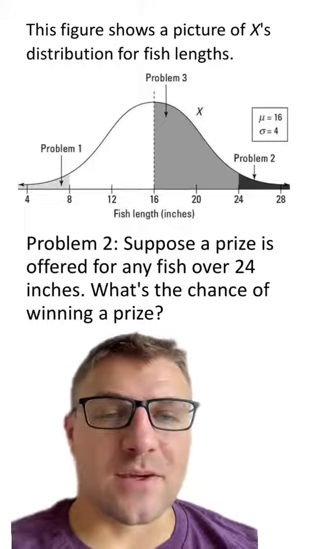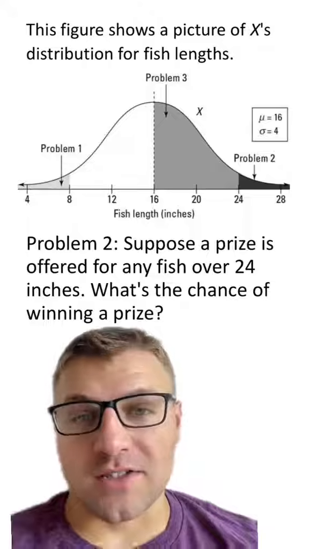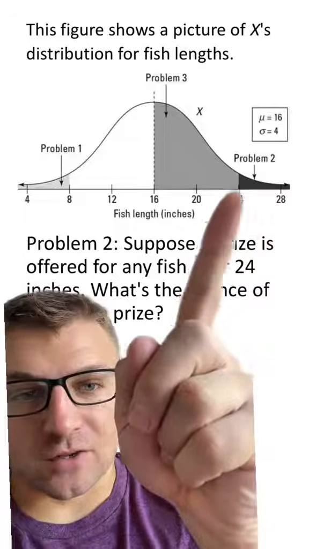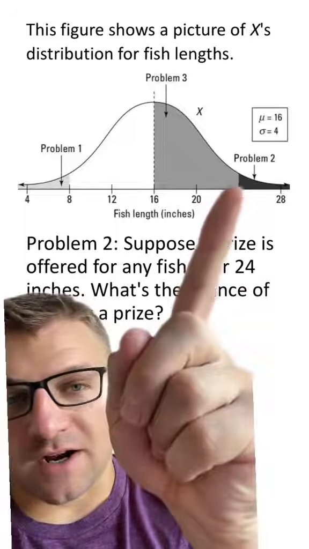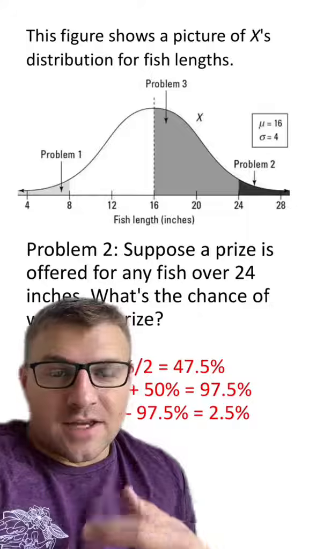Question 2 asks, suppose a prize is offered for any fish that's over 24 inches. What's the chance of winning a prize? So again, looking at here, we can see problem 2, 24 inches. We're looking for that dark shaded area. Problem 1 and problem 2 are actually the same question, just looking at different ends of the bell curve.